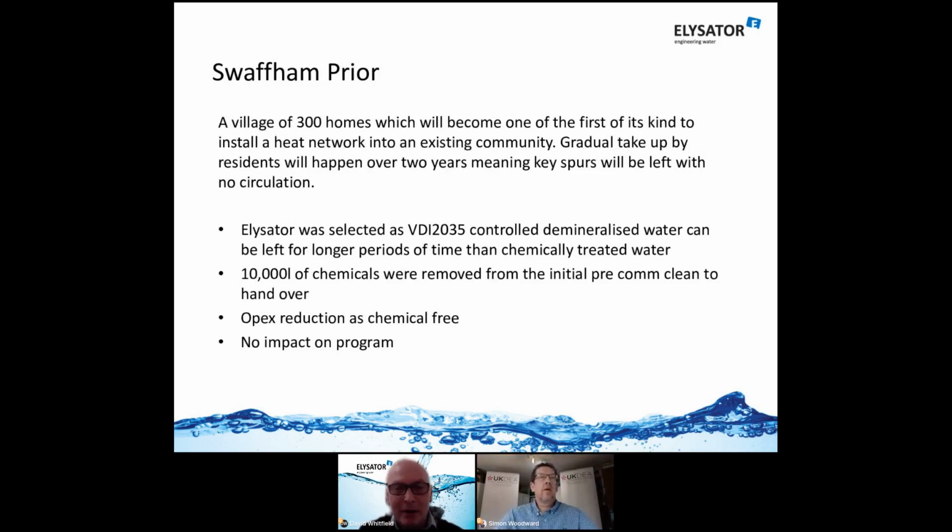Swaffham Prior, very quick one. Village Swaffham Prior, a lot of you would have heard about this. We estimate from the design that 10,000 litres of chemicals are not going to be used. Reduction in operation costs, in pre-com costs, and making the whole system more environmentally friendly. They've got a very eco design there, so they don't want to be filling it up with chemicals.